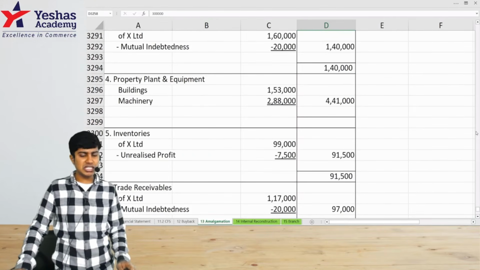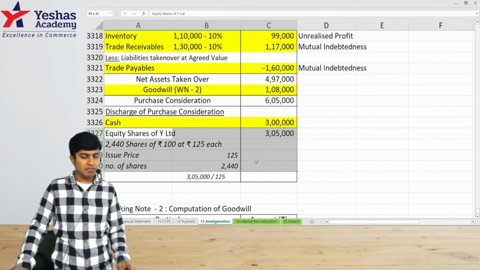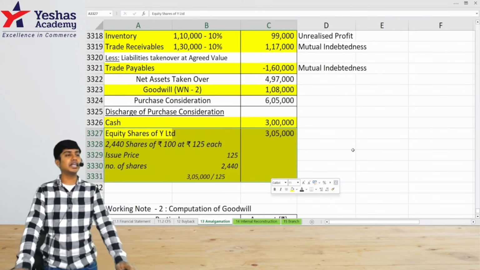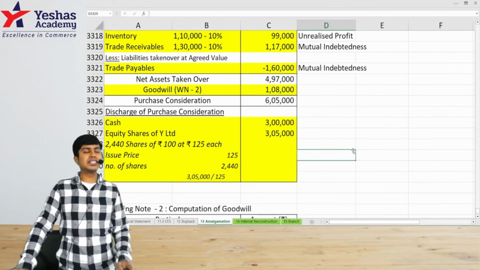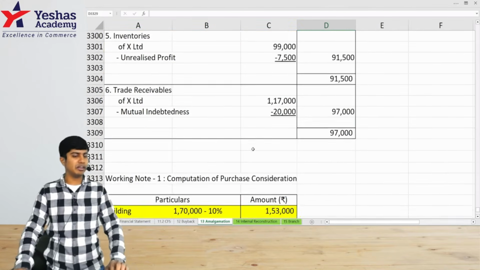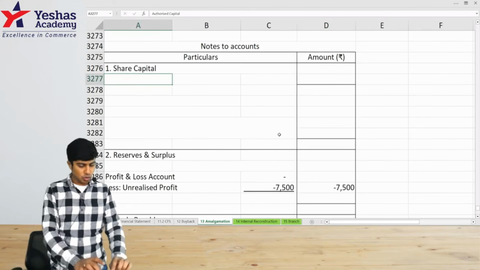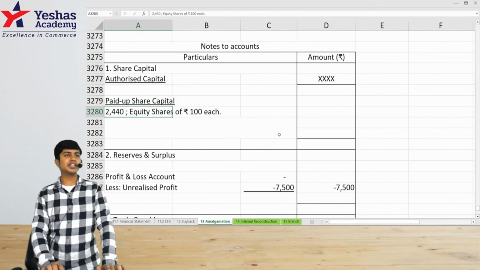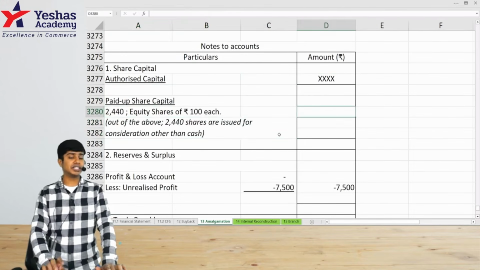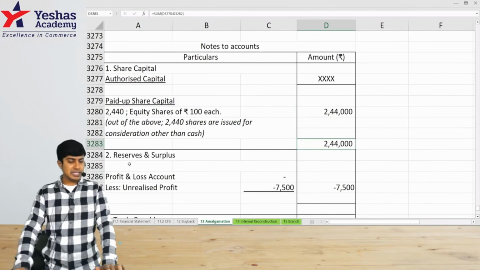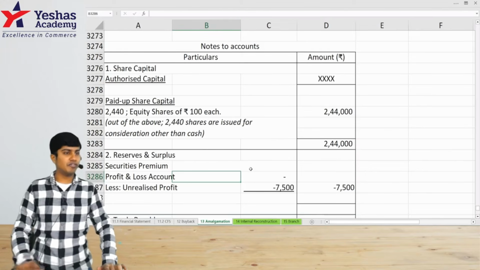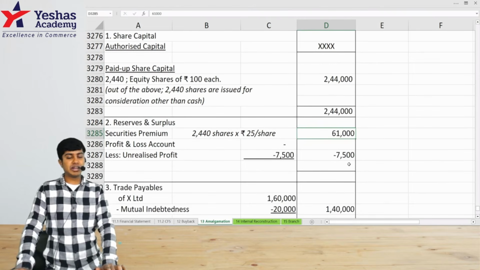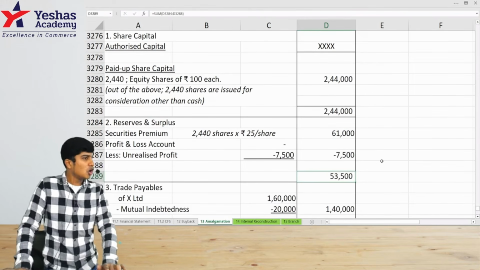And then we've given shares, purchase consideration. How many shares? 2,440 shares. In my share capital, I'll write 2,440 into 100. And in my reserves and surplus, I'll write securities premium 2,440 into 25. I don't know my authorized capital, so I'll leave it blank. I'll write paid up capital 2,440 equity shares of rupees 100 each. All the shares are issued for non-cash consideration 2,44,000. And securities premium, same 2,440 shares of 100 were issued at 125, meaning 25 rupees per share is premium. 61 minus 7,500, 53,500. All notes to accounts are done.